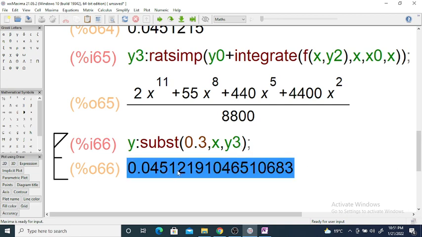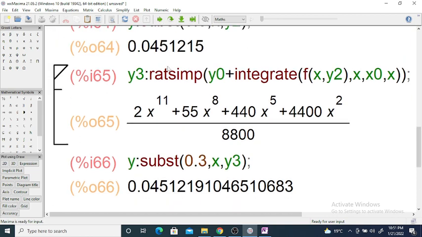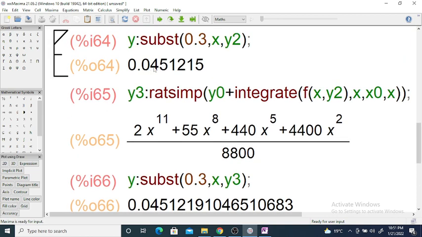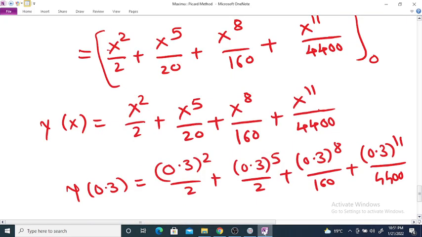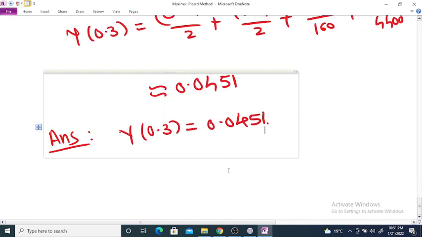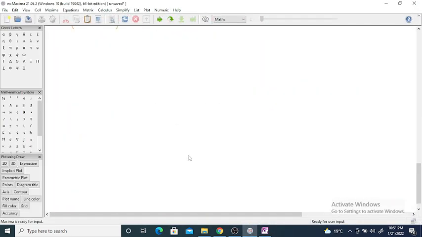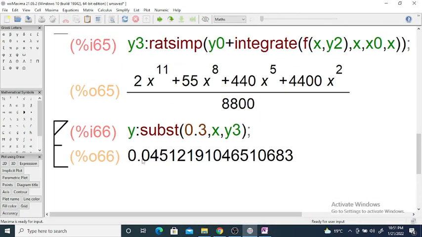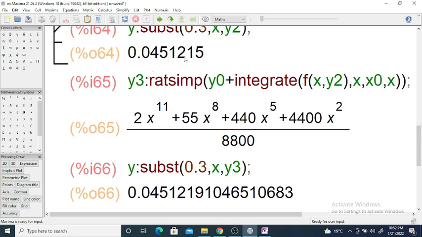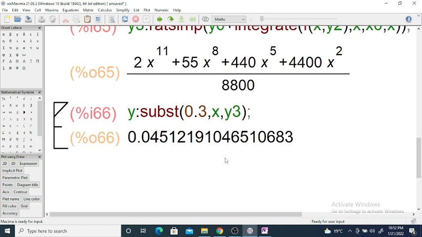0.0451. Okay, now you can observe that the values of the two iterations are correct up to 5 or 6 decimal places. We also solved this manually, and you can observe this is correct up to 4 decimal places. So the answer by using Maxima is also the same, it is 0.045121. This Maxima answer is correct up to 6 decimal places, 1 2 3 4 5 6. Here also you can check. Okay, so I hope you understood Picard's method.